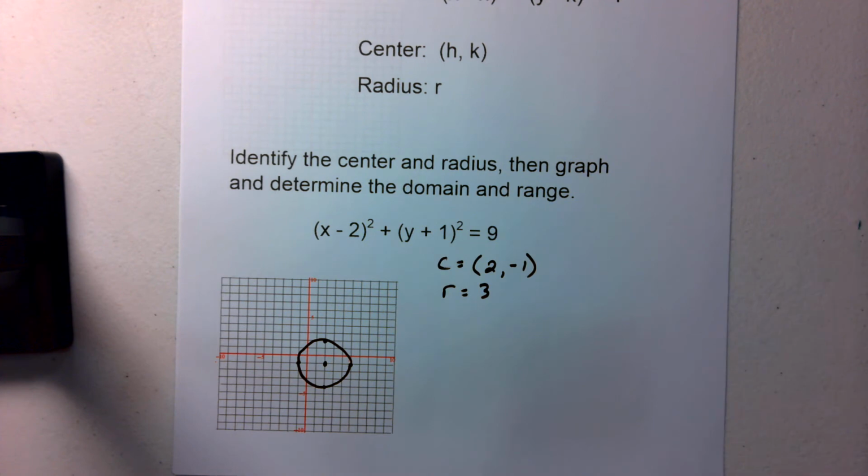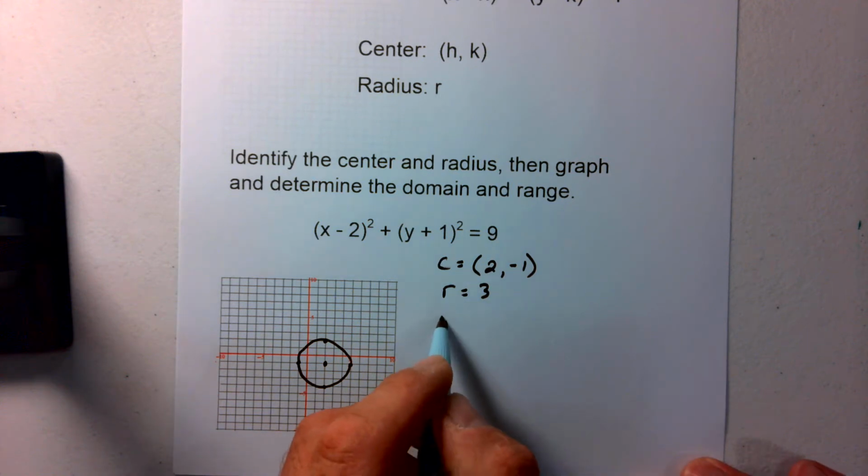Some of them, I know, don't look all that great, but with a little bit of practice you can draw somewhat of a circle. Hopefully it won't be just nice straight lines. From here, we can go ahead and find our domain and our range.